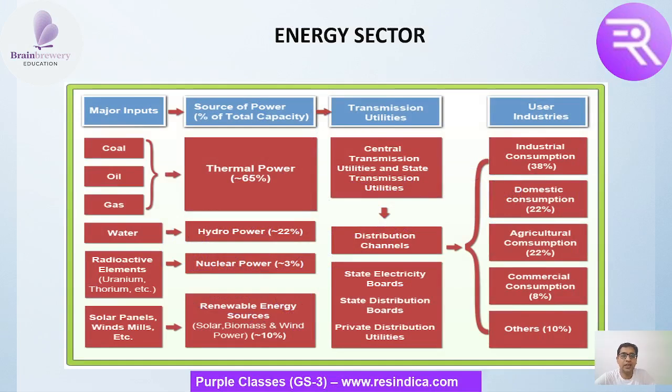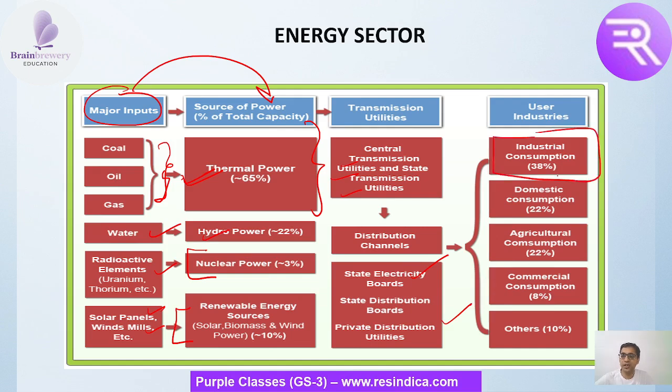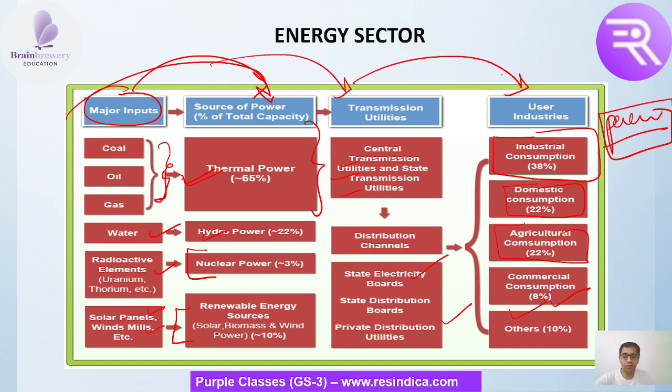So this is the energy sector, with major inputs: coal, oil and gas. For thermal power, mostly coal, oil and gas are utilized. Then transmission, utility and various other places. Then water for hydropower, radioactive elements for nuclear power, solar panels, windmills, renewable energy. This is the source of power, how we get major inputs and how they generate power, and then how it is distributed through state boards and private distribution. Industrial consumption is more than 38%, domestic consumption 22%, agriculture 22%, commercial 8%, and the rest 10%. Do not go by these percentages. Just remember where inputs are coming from, where they are utilized, how the transmission is done, and how it is utilized in the future.